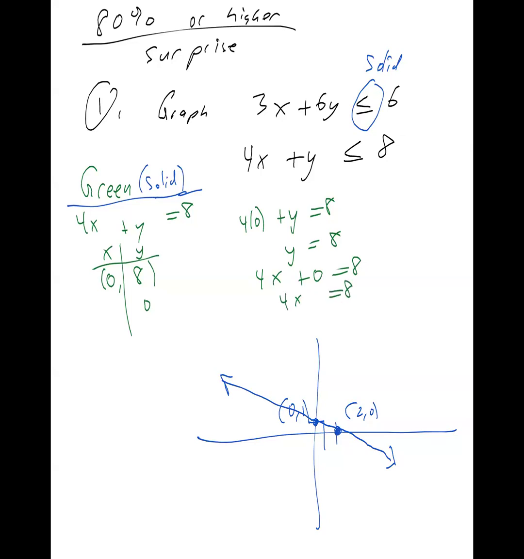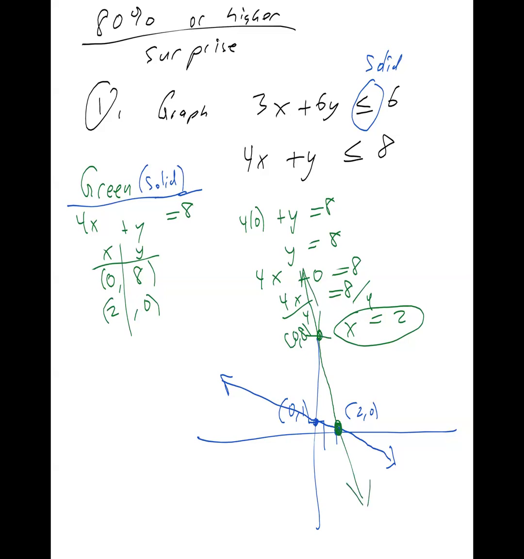How do I solve 4x equals 8? Divide by 4. What's 8 divided by 4? 2. And so x equals 2. So you have the point 2, 0 and the point 0, 8. So I'm going to plot 2, 0. X equals 2, y equals 0. So that would actually be on top of that other point, right? Ah, nuts. Now you can't see the blue point anymore. And then plot 0, 8. Plot that on the y-axis. So there's your green line.